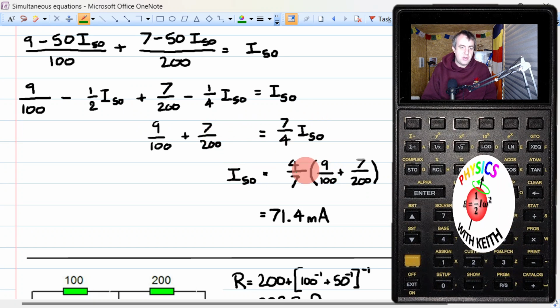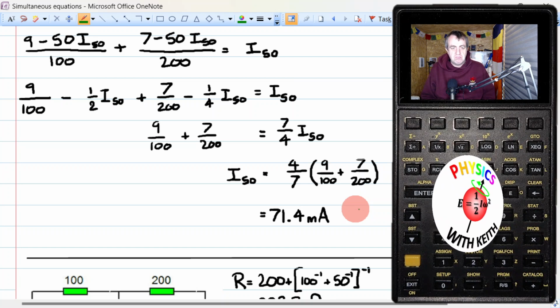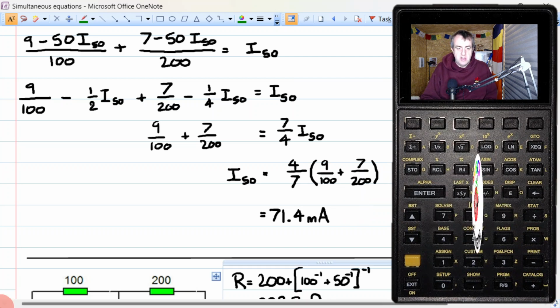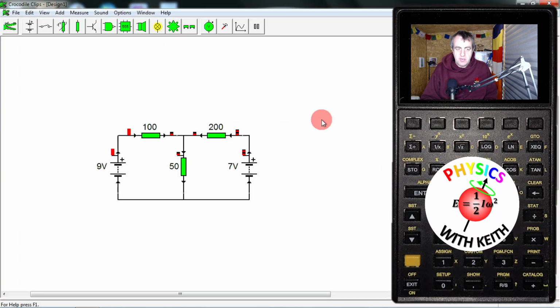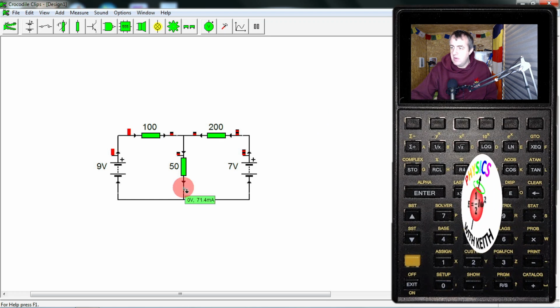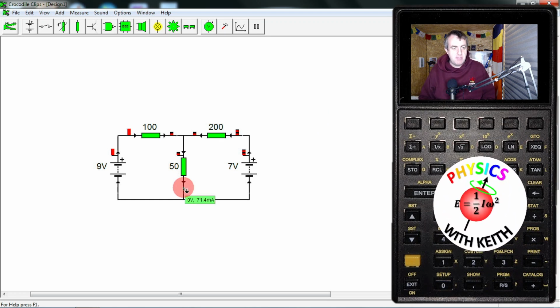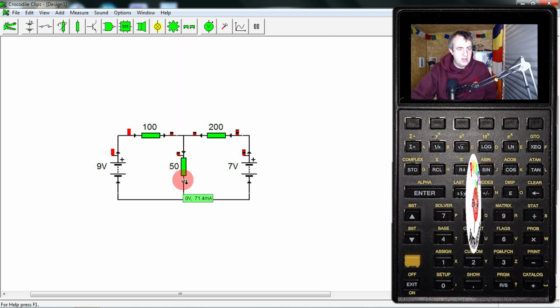Make I50 the subject, chuck it in your calculator, you get 71.4 milliamps. Okay, well, that's fine, and it took a lot of work, and there's a lot of scope for mistakes. I'm just going to double check this on this circuit. 71.4 milliamps is what it says when I hover the cursor over that middle branch.